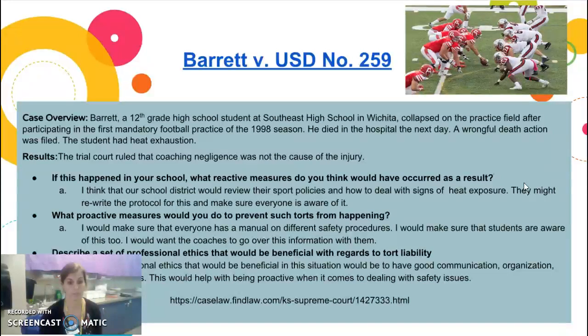They would probably review their sports policies and their safety policies, especially when it comes to heat exposure. I would think they would have a meeting with all of the teams and the coaches to make sure that the kids are aware of what to do if they are feeling like they're getting heat exhaustion. So professional ethics that would be beneficial in this situation is just good communication with the teammates, with all the coaches and the organization, and to make sure that we're having good procedures put in place that are being used when dealing with safety procedures. That is my presentation.